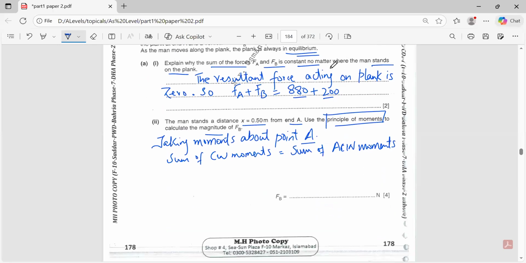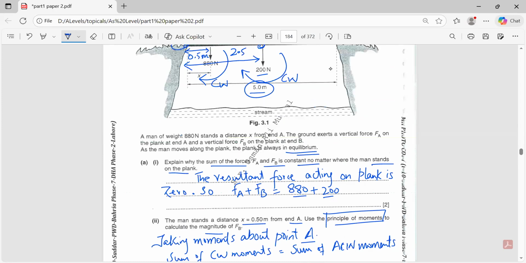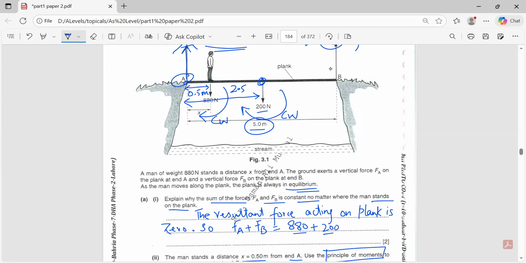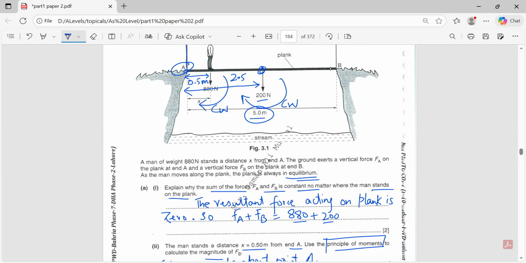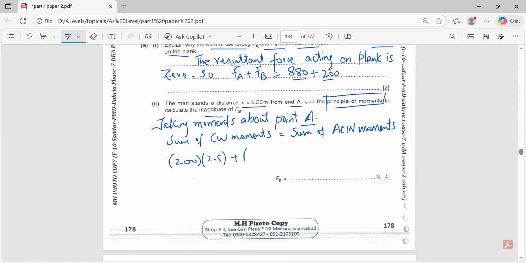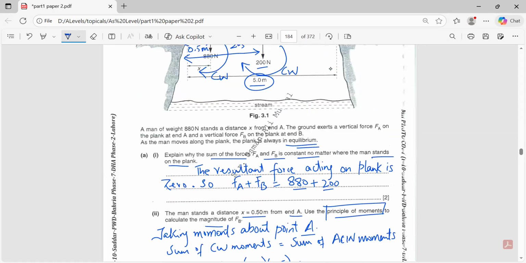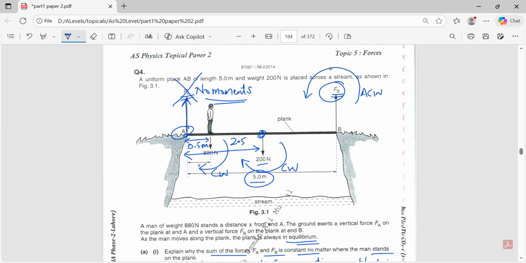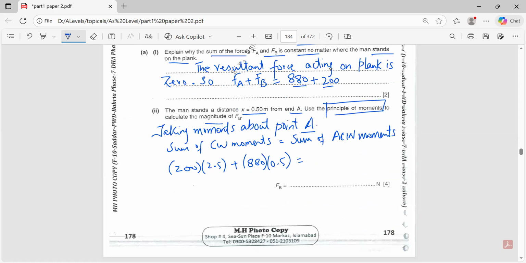So this is 200 into 2.5, plus there is another distance. What is the other distance? 880 into 0.5. That is also creating a clockwise moment. This will be equal to the anti-clockwise moment. What is the anti-clockwise moment? This is FB into 5. So this will be equal to FB multiplied by 5.